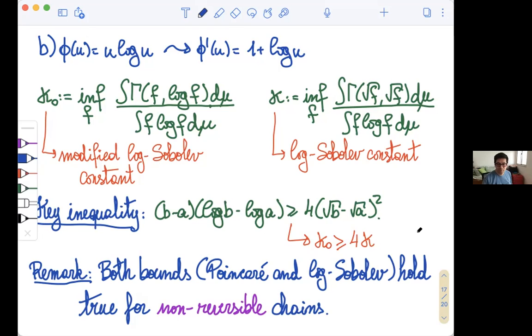So we really need the other stuff. Because here you know the invariant measure and you can compute the Poincaré constant, but if you don't know the invariant measure, you don't know the Poincaré constant.